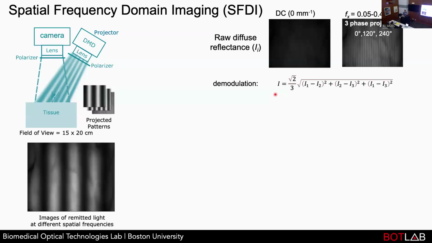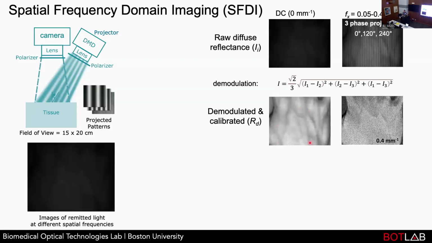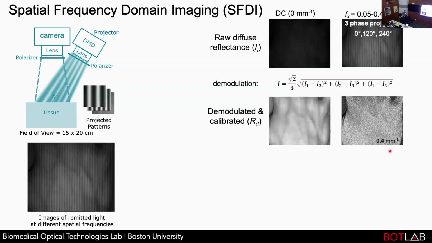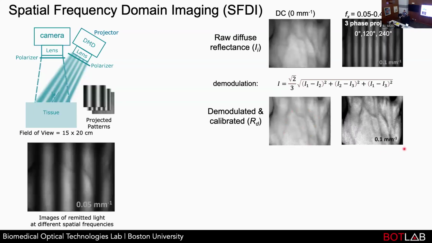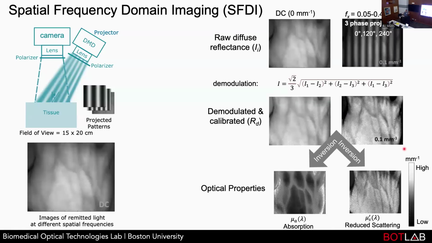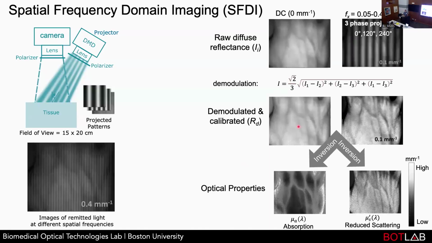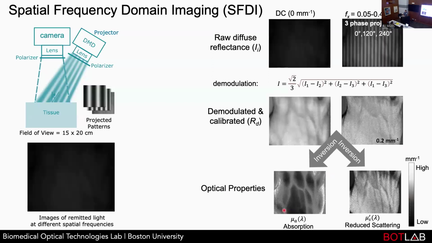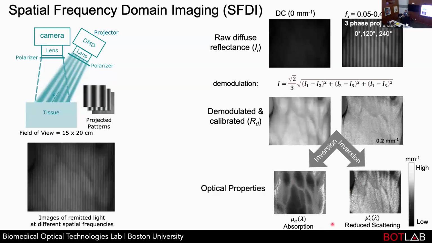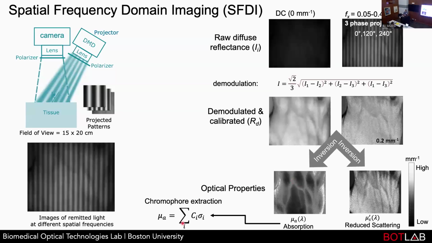But once you demodulate and calibrate, you can get at diffuse reflectance as a function of spatial frequency. So here's the same back of the hand for DC and higher spatial frequencies, shifting through time here as we go to higher and higher. We can take pixel by pixel the diffuse reflectance at a low and high spatial frequency, or many different spatial frequencies, use an inverse model and calculate optical properties at each pixel in the image, and get maps of mu a and mu s prime. See the superficial blood vessels that have high absorption, and scattering telling us about the microarchitecture of the tissue. And of course, if we do this at multiple wavelengths, we can use Beer's law and extract chromophore concentrations and use those as our biomarkers.